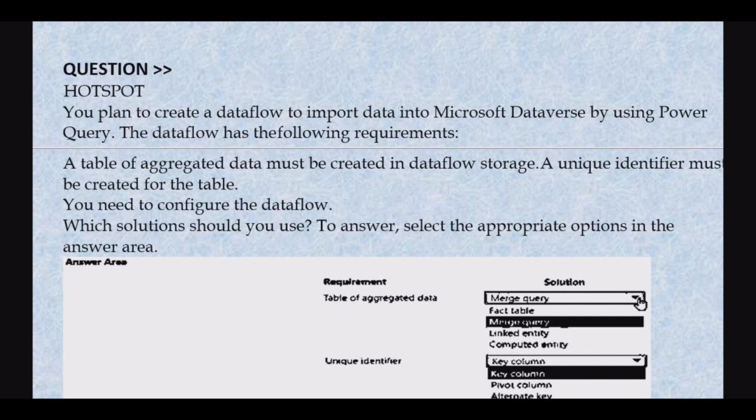To answer, select the appropriate options in the answer area. The requirement is table of aggregated data, and the next one is unique identifier. The answer: the solution for table of aggregated data is merge query, and the solution for unique identifier is key column.